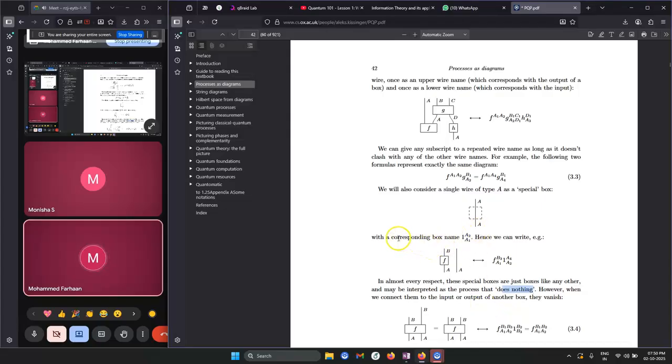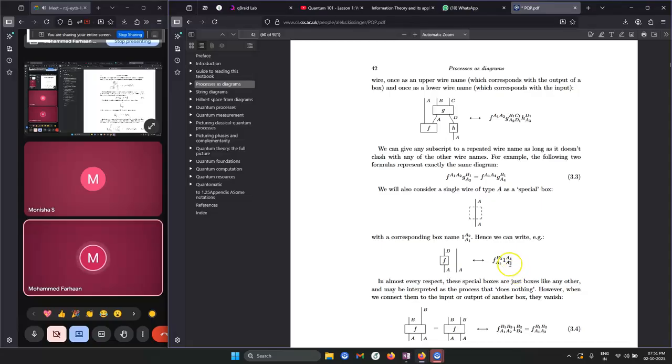Okay, with a corresponding box name 1 that takes an input A1 and gives an output A2. Hence we can write this example where F takes A and then outputs B, and we have our special box that takes A and outputs A. So we have F of A1 to B3 and 1 of A2.